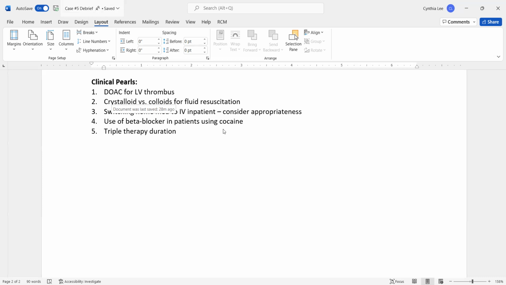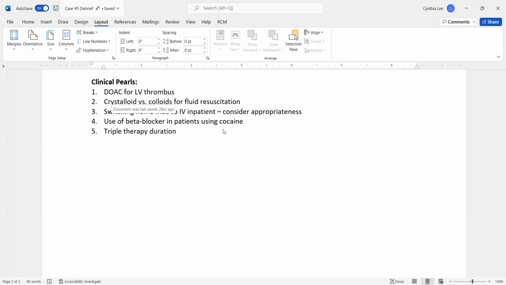And lastly, triple therapy durations. I think a lot of students know about using triple therapy. Sometimes it's needed, right, for patients who need to be on anticoagulation, but also need to be on dual antiplatelet. And in this case, they have STEMI, still within 12 months, and then they have this LV thrombus that requires anticoagulation. Those three medications are important during this time. But then how about duration, right? How long can we keep the dual antiplatelet plus the anticoagulation? When can we stop the antiplatelet maybe, right?